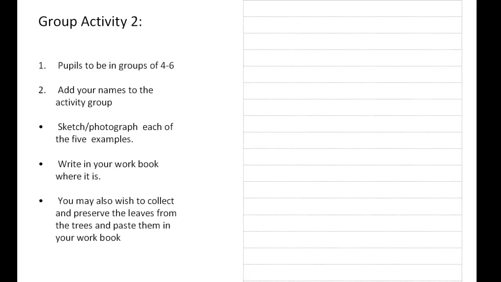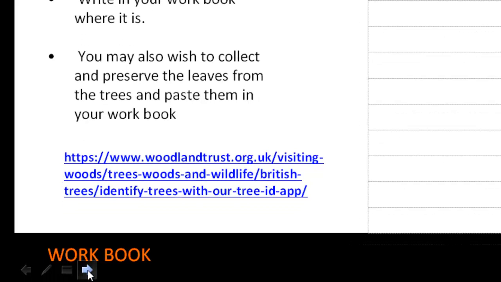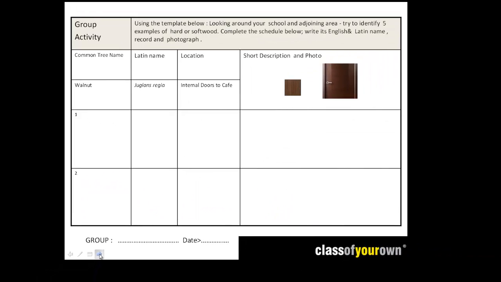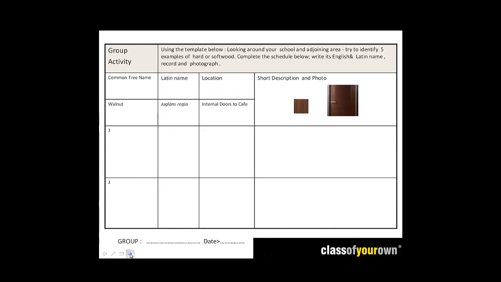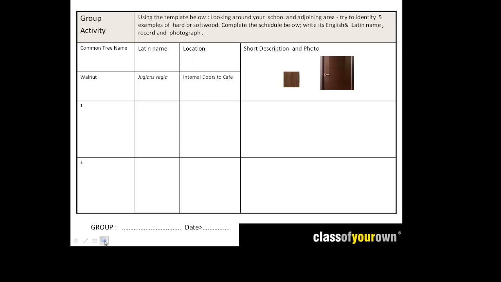So in the second activity, we're asking the students to sketch and photograph each of the 5 examples and log this information in the workbook. They may also be encouraged to gather leaves which they can press, and they can draw them and again include them within the workbook. I've included a link here at the bottom from the Woodland Trust, which provides an app which can be downloaded to any iOS device, mobile phone, and that could be used to identify kinds of woods by simply using the app.